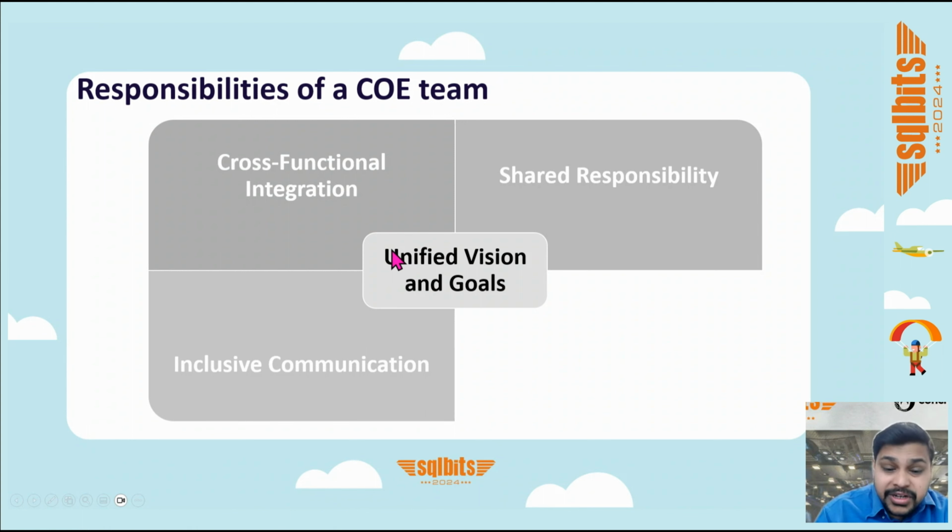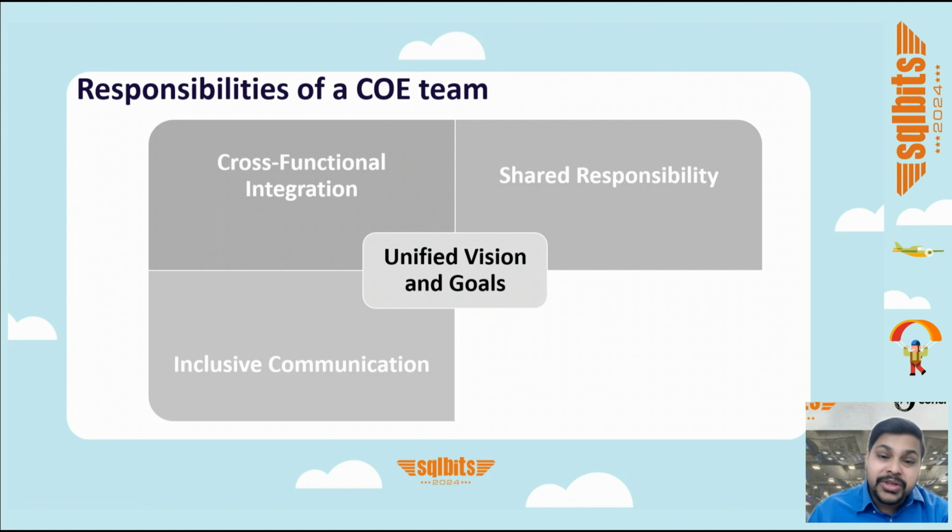The next one is inclusive communication, which means your COE communication opens to every part of the organization. It's not just for a specific group, right? It's for everybody. Even if, for example, you started a Fabric implementation, don't keep a boundary behind certain departments. Open it up to all the departments. Let all the departments jump in and see what Fabric technology is.